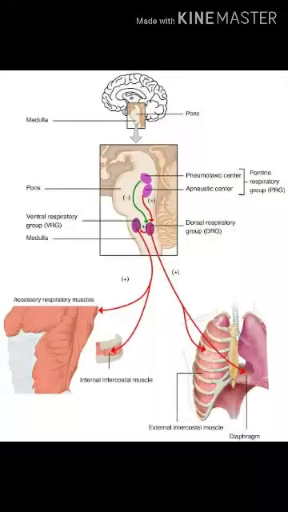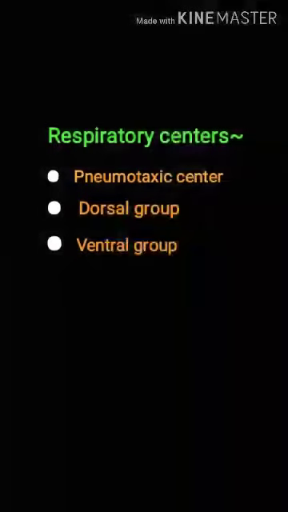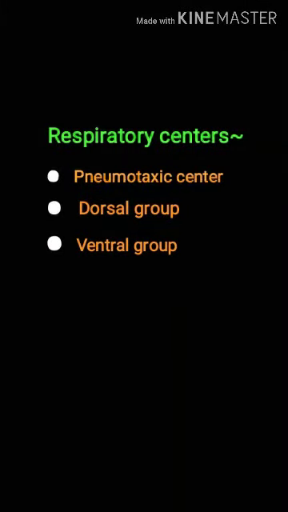Today we are going to talk about the respiratory center. So first, we have to know where this respiratory center is located. This respiratory center is located in the medulla oblongata and pons in the brainstem. There are three important brainstem respiratory centers. They are the pneumotaxic center or pontine respiratory group, and the dorsal and ventral respiratory groups.